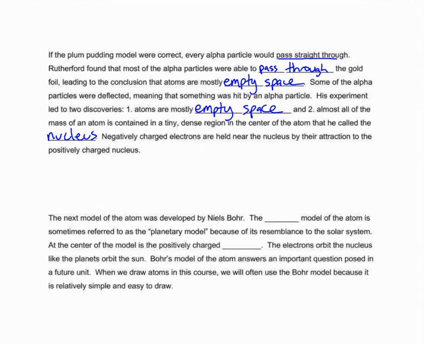So the gold foil experiment is going on around the time of 1911. He comes up with this sort of an idea. So here is a positively charged nucleus. This is our tiny dense region in the center. And negatively charged electrons are just floating around outside the nucleus.